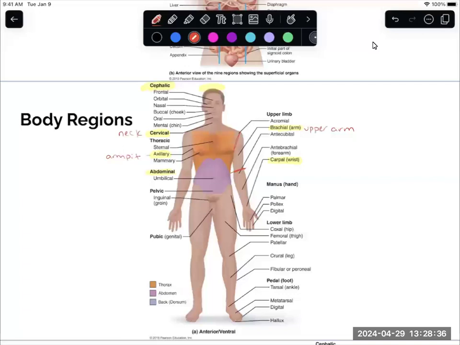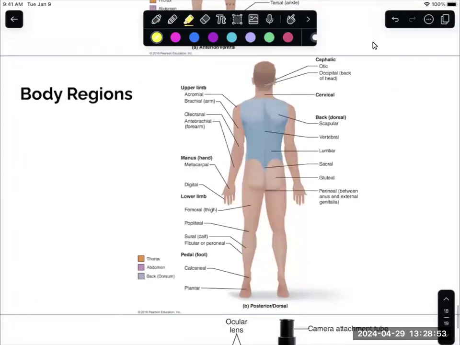Femoral. Femoral is that thigh. So femoral is this region from here down to just about the knee, just above the knee. That is that femoral backside. Gluteal. Gluteal is your behind, because we have those gluteal muscles that make this up.